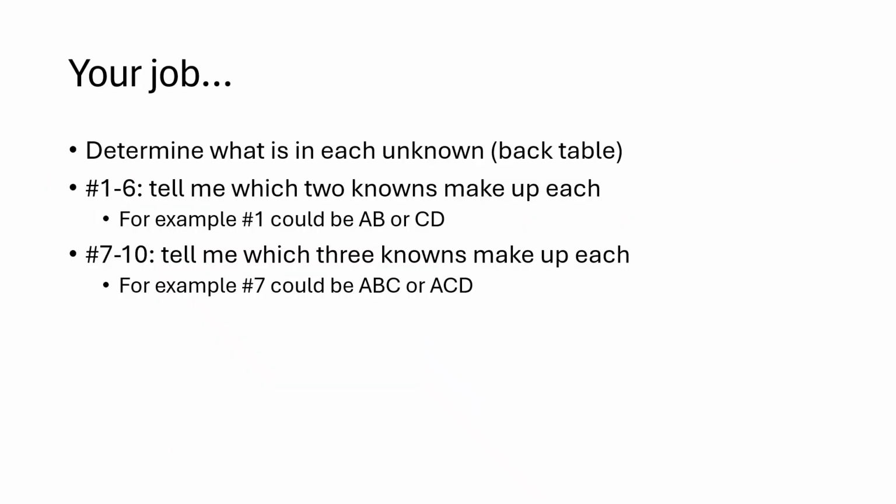Again, your main job is to tell me which 2 powders are in each of the 1 through 6 containers. So for example, container 1 could be, the answer could be AB, or it could be CD. The key here is there are no repeats. So that's kind of nice. On the other side of the table, 7 through 10 is going to be 3 powders that we put in there, a combination of 3 powders. And you got to figure out which 3 are in there.